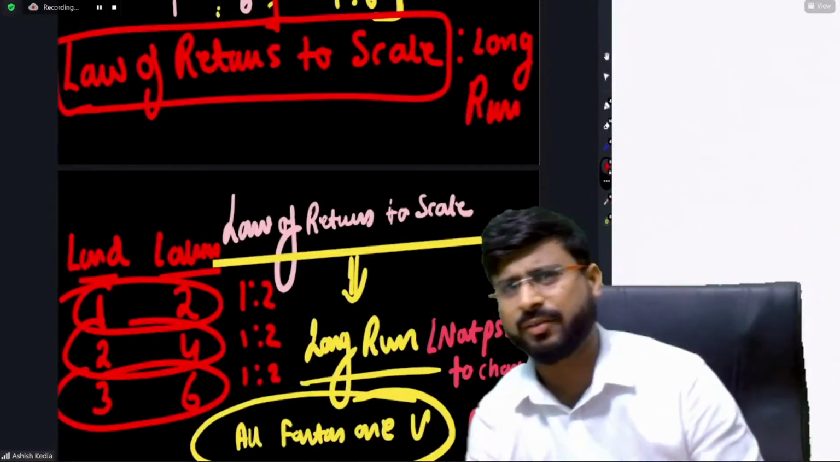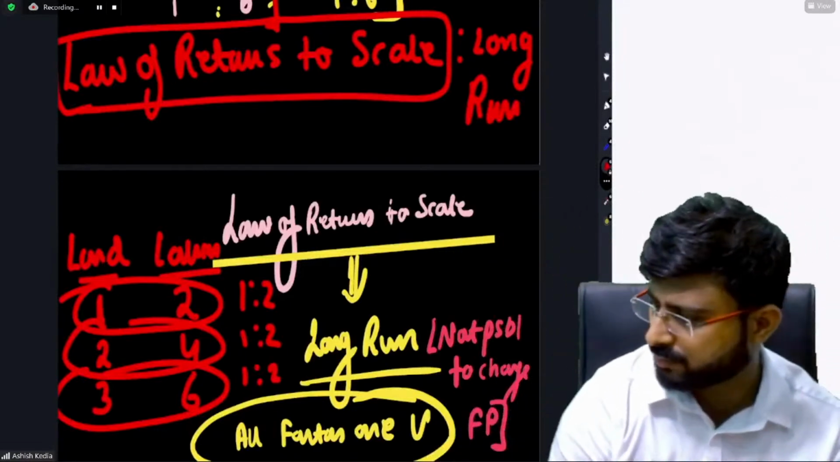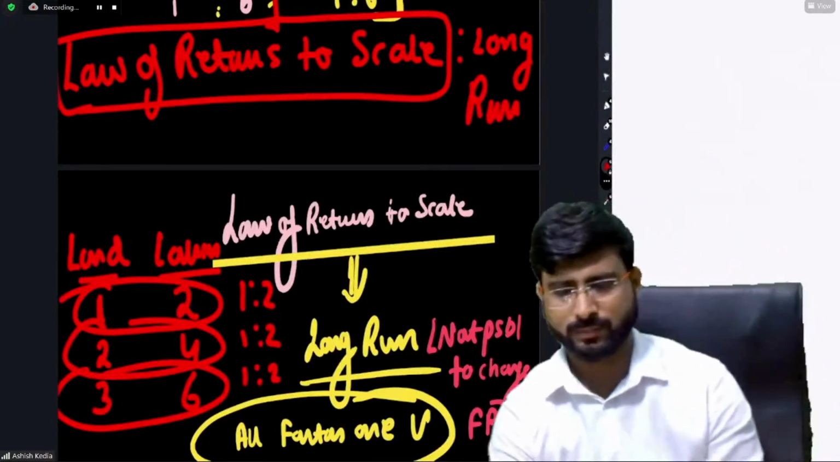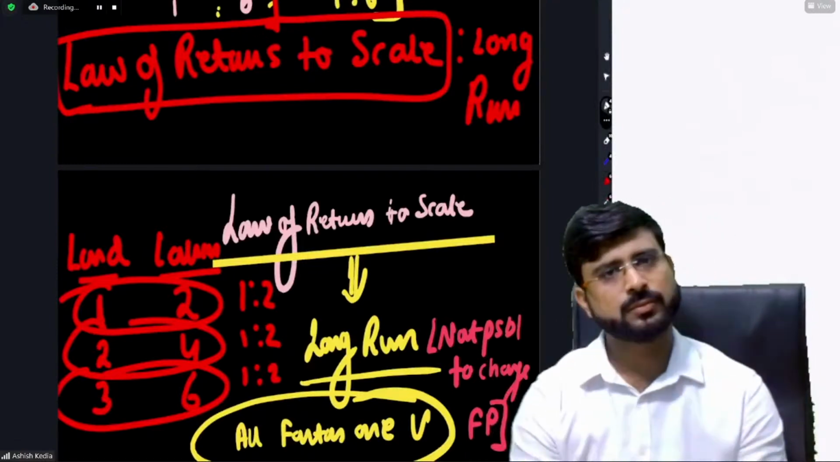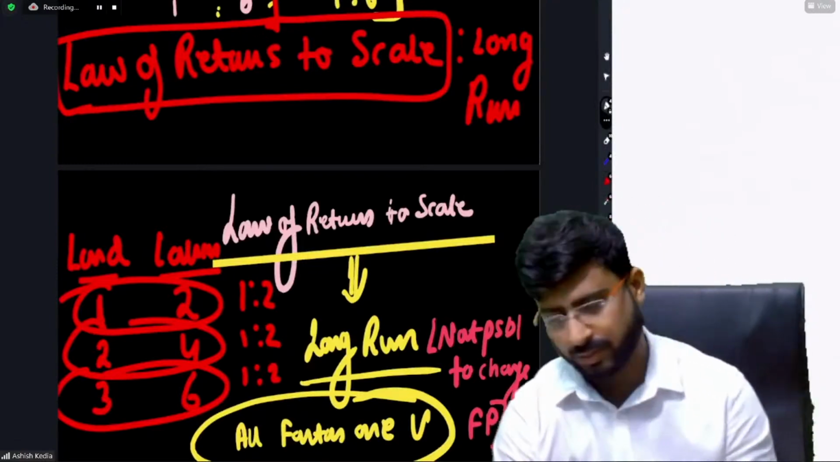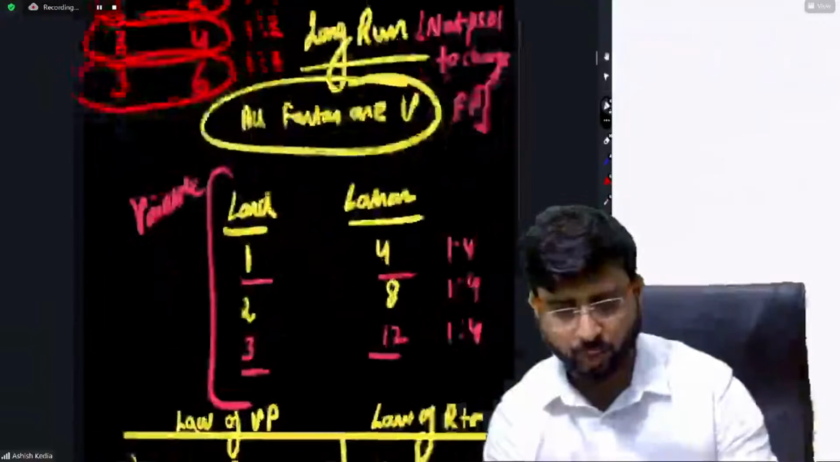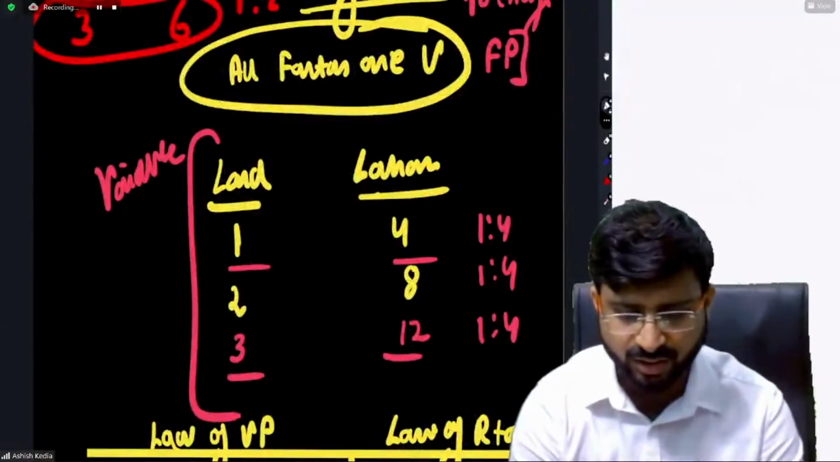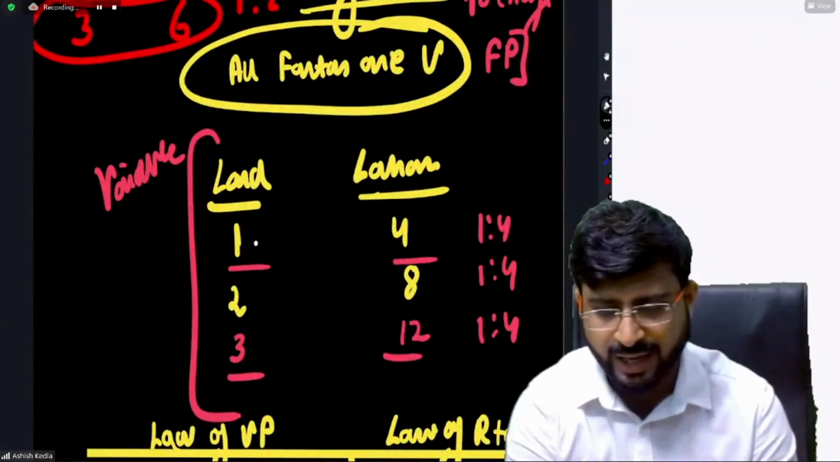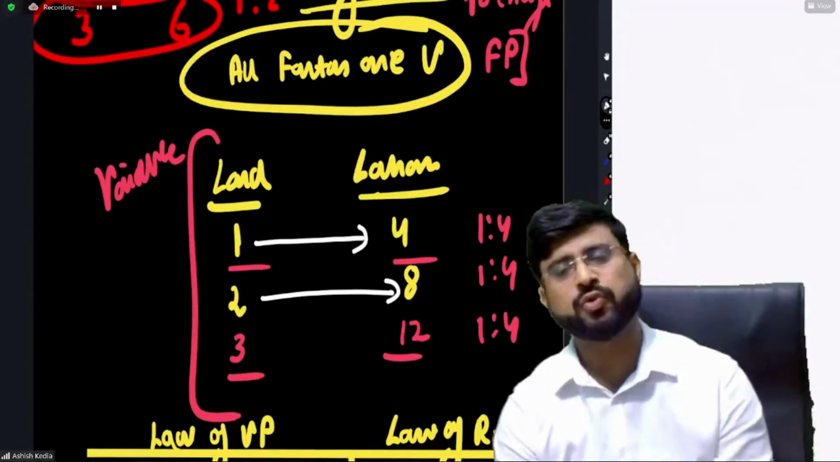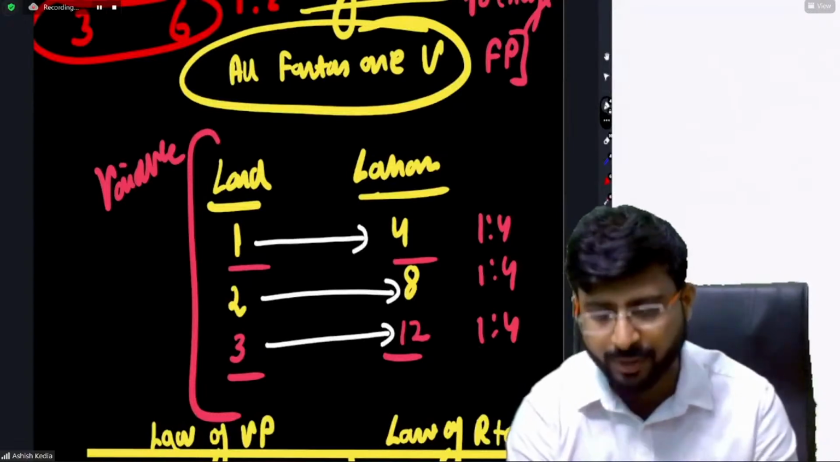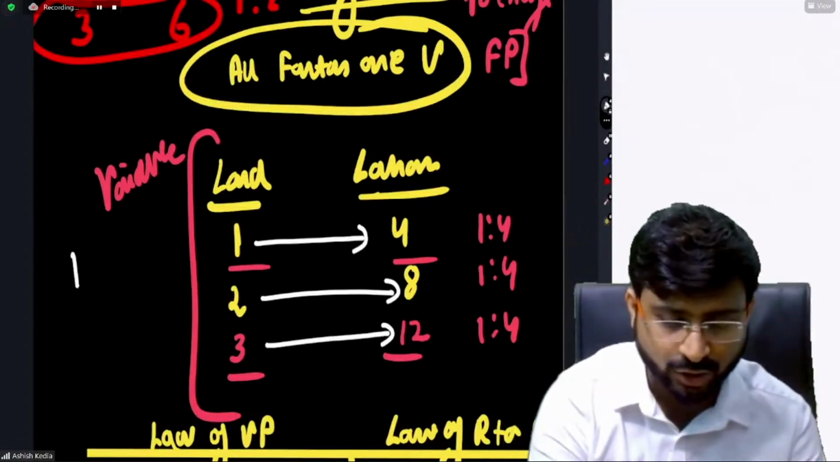Is that crystal clear, everyone? Come on, friends. So this is what is going to happen. See here. Land is 1, labor is 4. Then land is 2, labor is 8. So 1:4. So when land is 3, labor will be 12. This is returns to scale.